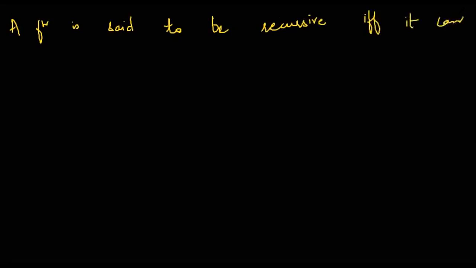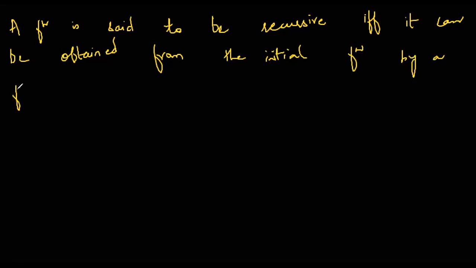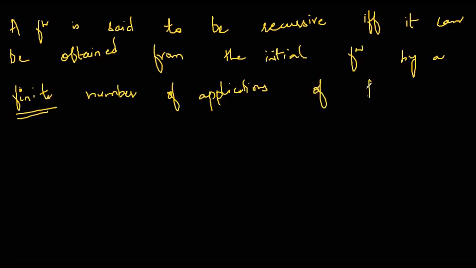Also, we'll see the definition of a recursive function. A function is said to be recursive if and only if it can be obtained from the initial functions by a finite number of applications of the operations. This is important: the number of times we use our initial functions should be finite.